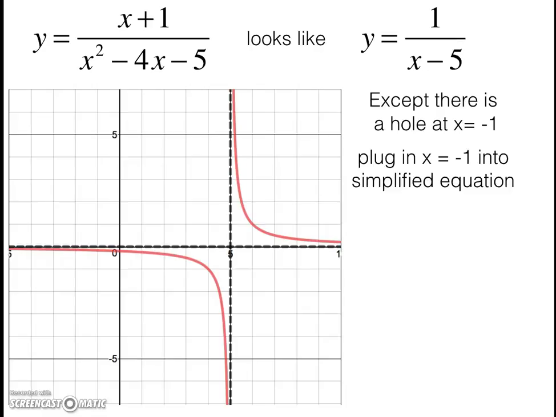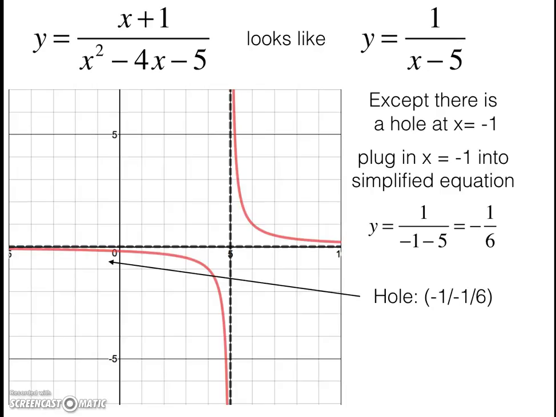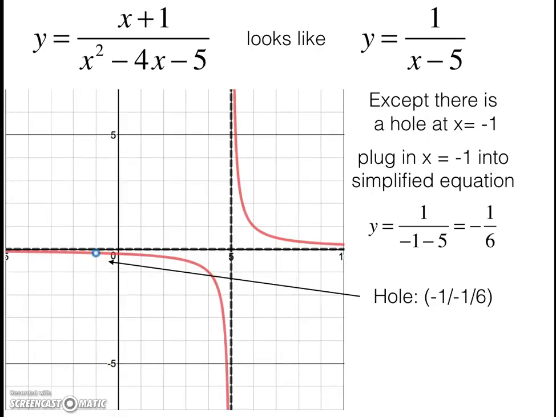To find the location of the hole, we plug in -1 into the simplified equation. So we plug in -1 into 1 over x minus 5. So we get -1/6. So the way we finish our graph is there's going to be a hole at -1 comma -1/6. So we go over to x equals -1. We erase a piece and draw in a hole, because that value x equals -1 is not allowed to be in any part of our graph.